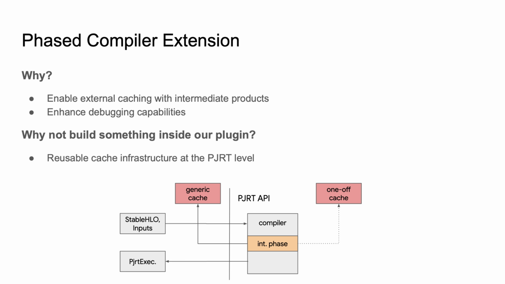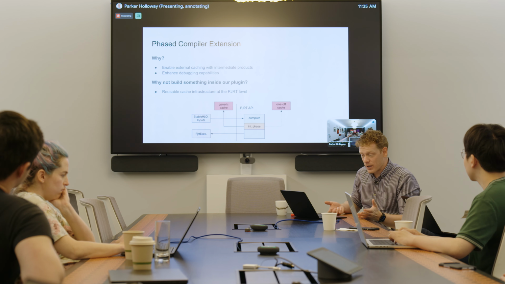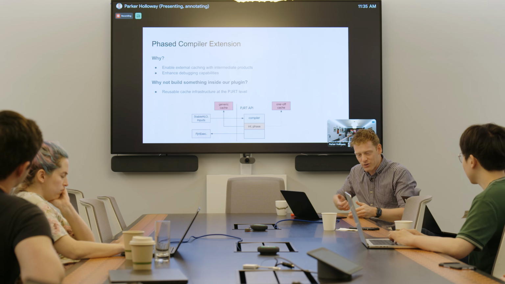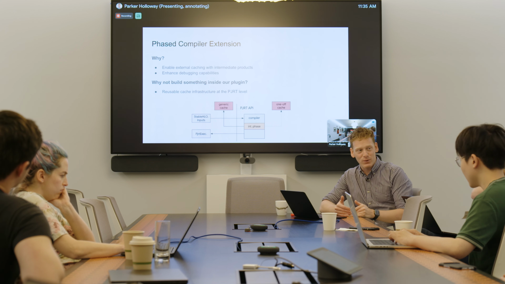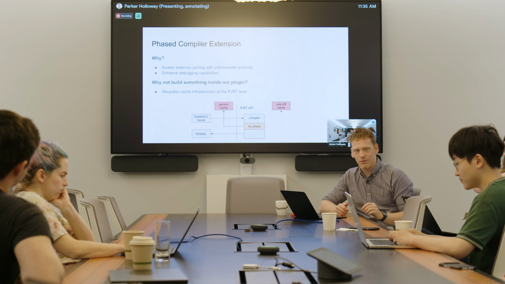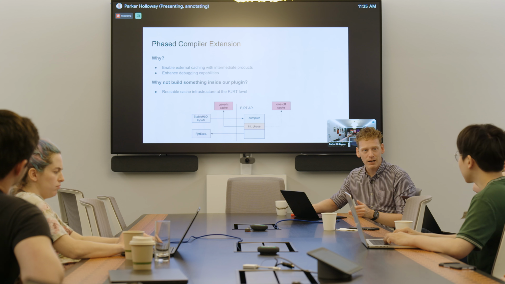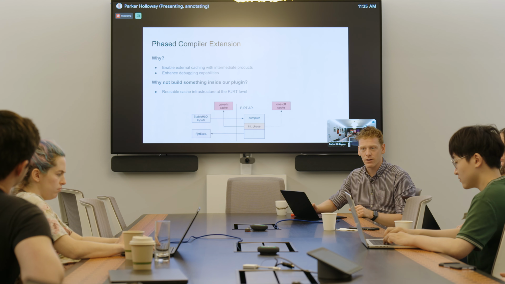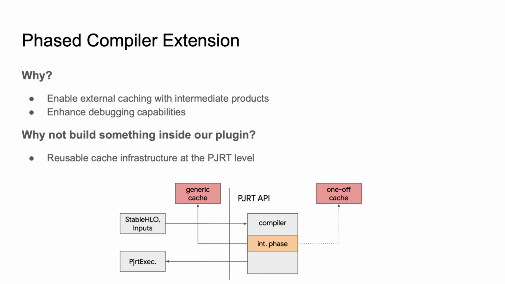So why would we do this? We wanted to enable external caching of the intermediate products of the compile. We wanted to enhance the debugging capabilities as well, so that if you wanted to debug your compile after phase 2, you now have the intermediate products without having to go and instrument, I guess, inside of the internals of your plugin.